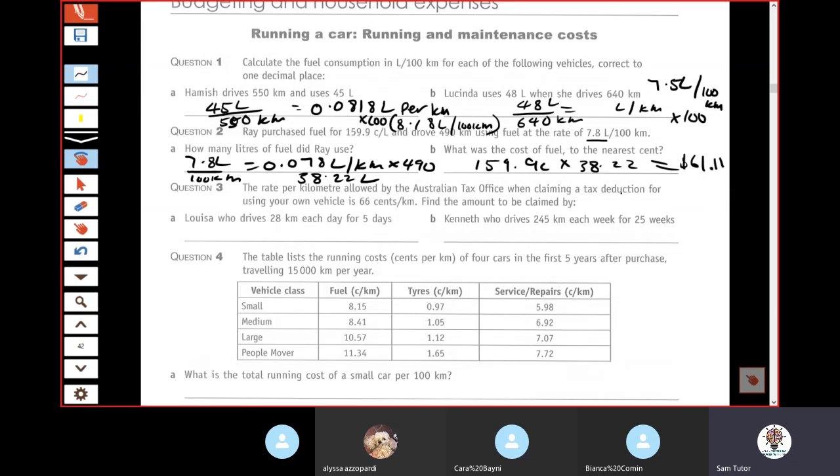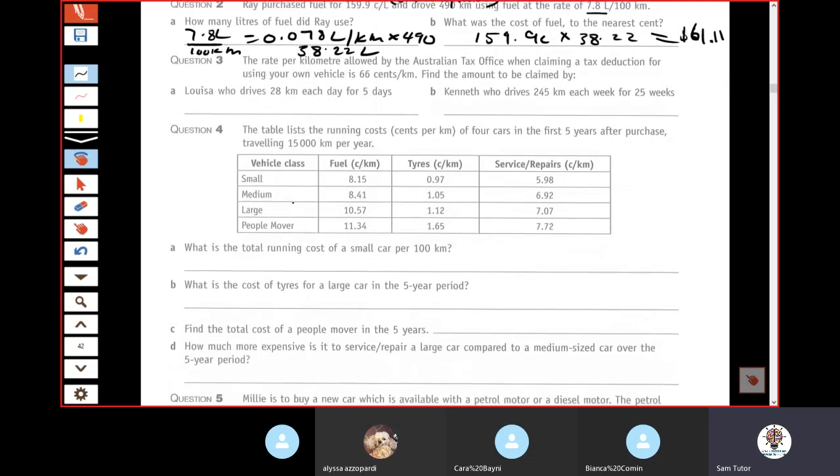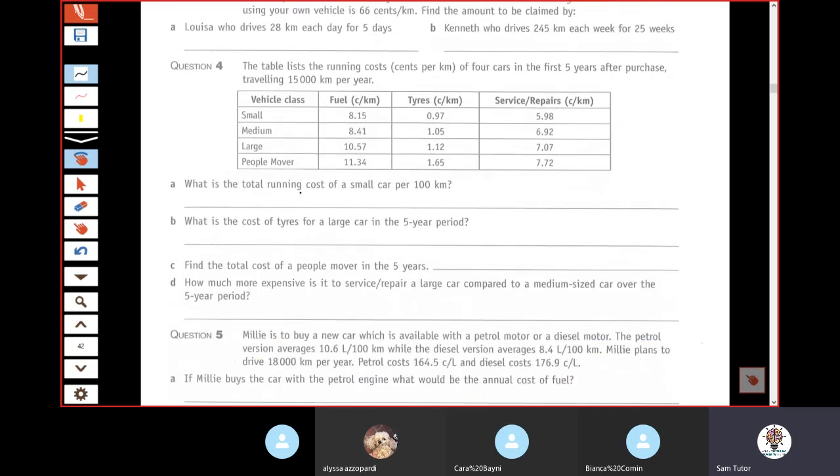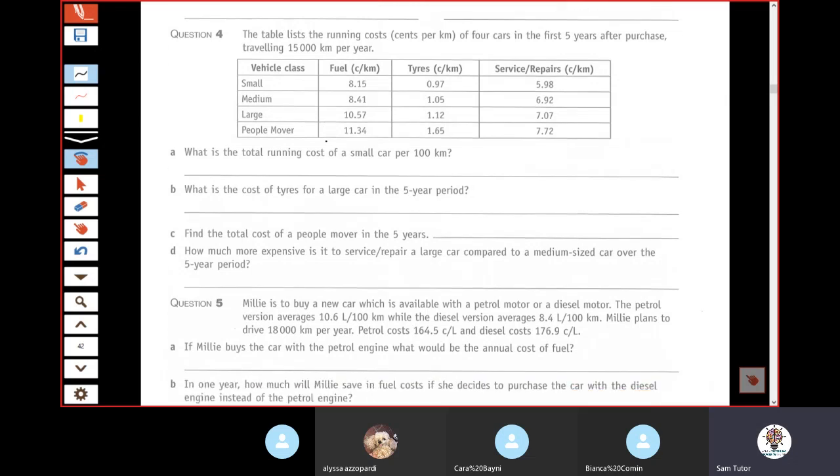You guys want to just confirm all that? Make sure you understand that. Yep, got that. Cool. I might leave that one, and this one. Yeah, question 4. Start reading that.